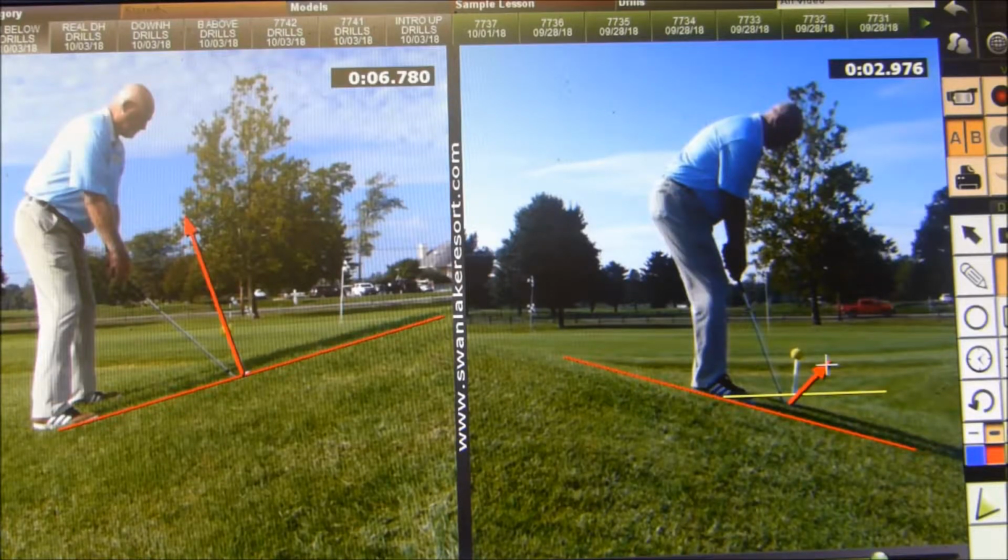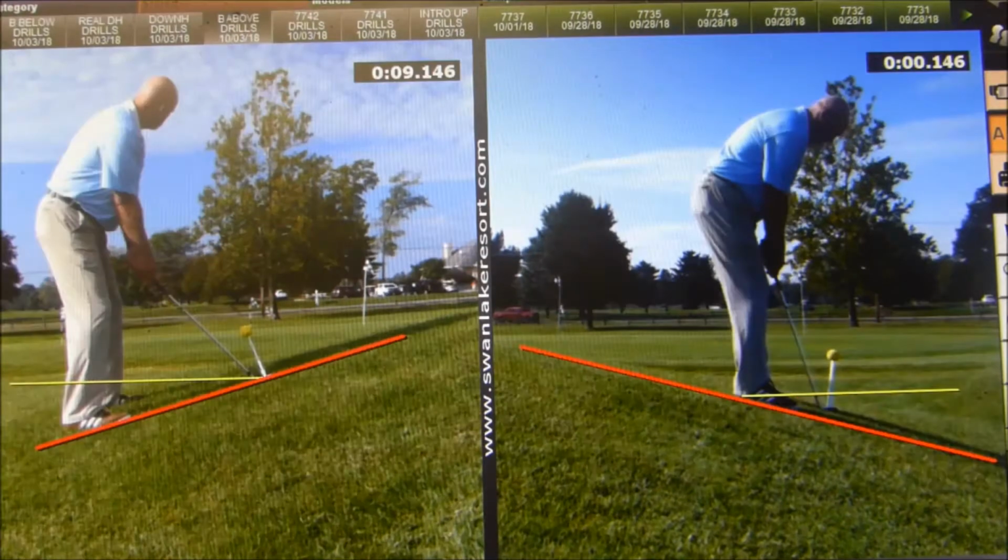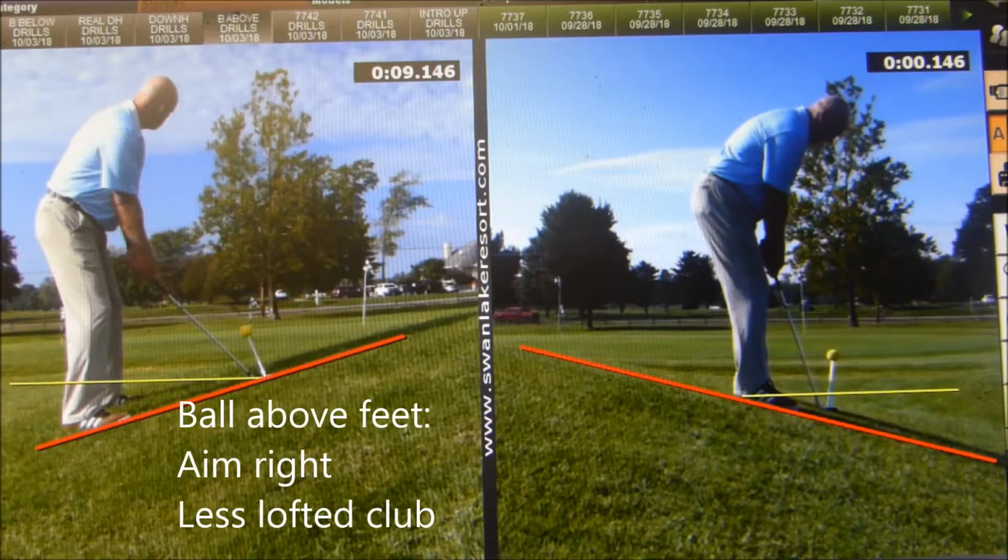So what you want to do is make the correct adjustment with your club. On the left, the ball above your feet, you don't need as much loft. Conversely, on the right, you need more loft. These shots where the ball is above or below your feet, the remedy is generally a lot simpler than if you have a downhill or an uphill lie.